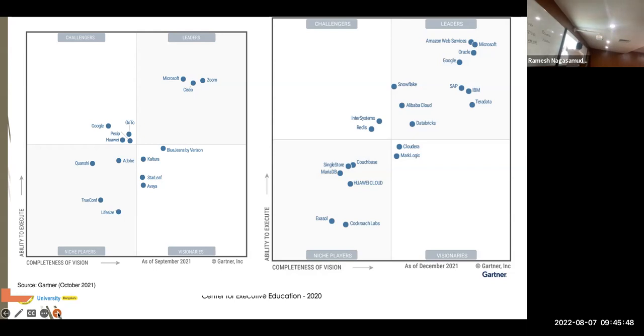So, and these could be local players. Maybe Quanxi could be a Chinese company. Blue Jeans was trying to become very popular. I think Blue Jeans got acquired by somebody, by AT&T. So they knew that Blue Jeans can actually, has a Blue Jeans by Verizon. Okay, so they got acquired by them. So just a similar kind of a matrix.